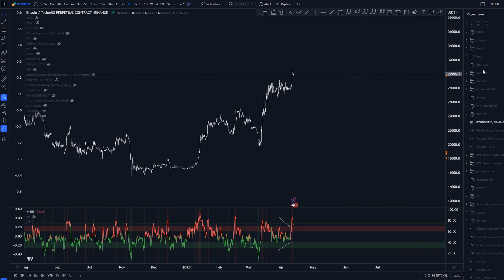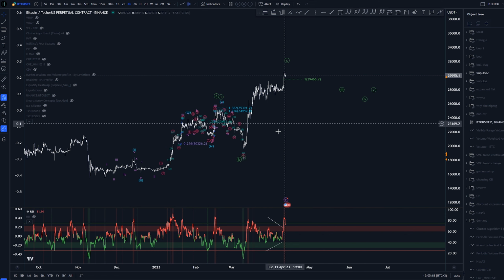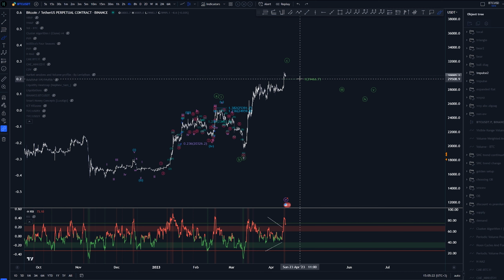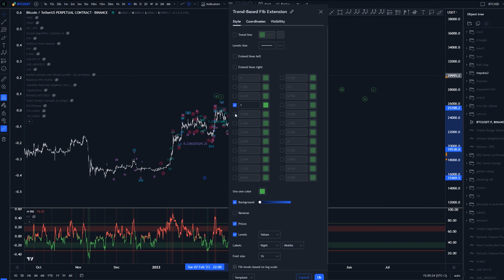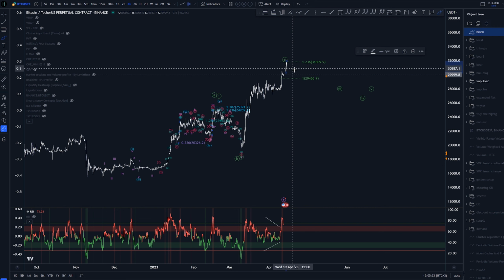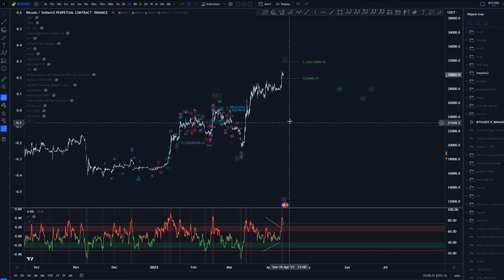Now, in the higher time frame, we were talking about a couple of different counts, one of which was this ABC count, in which we were still waiting for this C wave to be done. We hit the one-to-one extension here, and there is definitely a possibility for this to extend a bit higher. Let's see if I can find the 1.236 here. But again, there is quite a lot of movement still to be done.